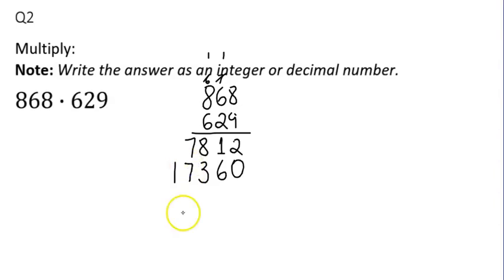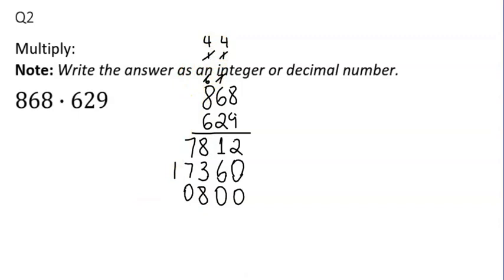Now I have to do the hundreds position. So I'm going to add 2 zeros and start the hundreds position. 6 times 8, 48. 4. 6 times 6, 36, plus 4, 40. Goes 4 again.